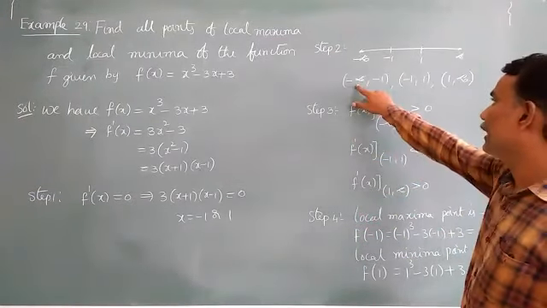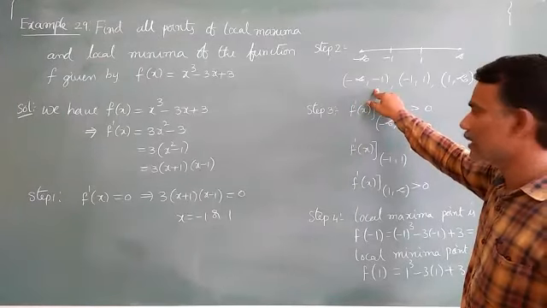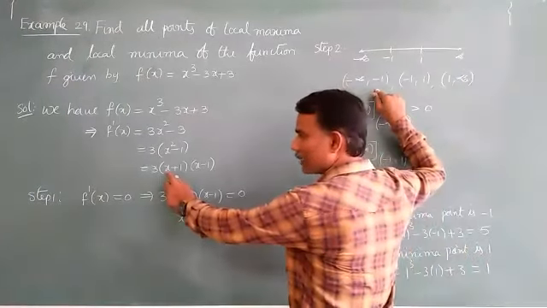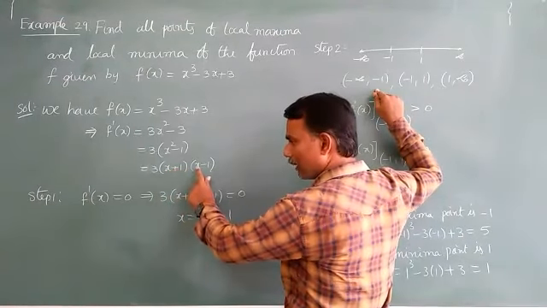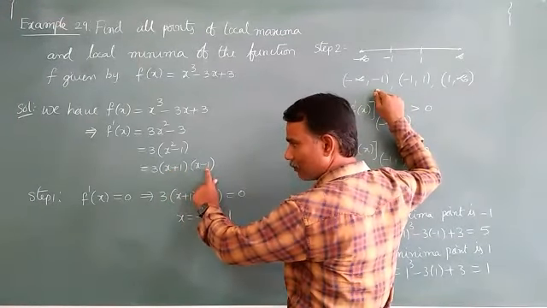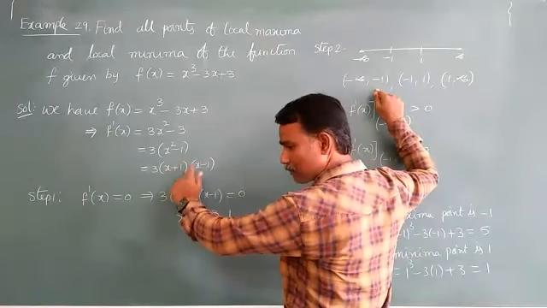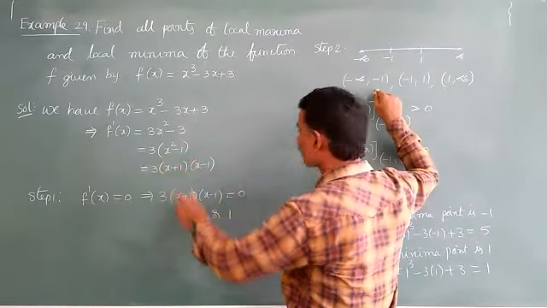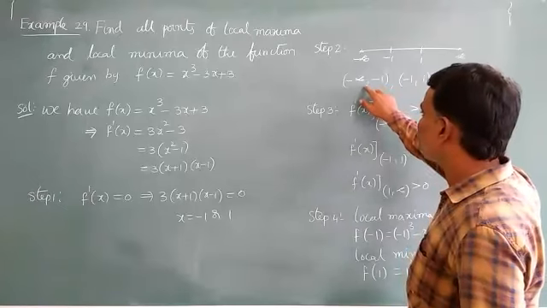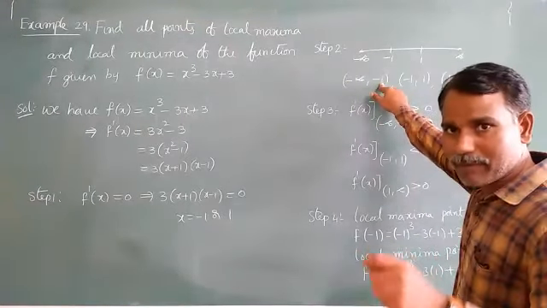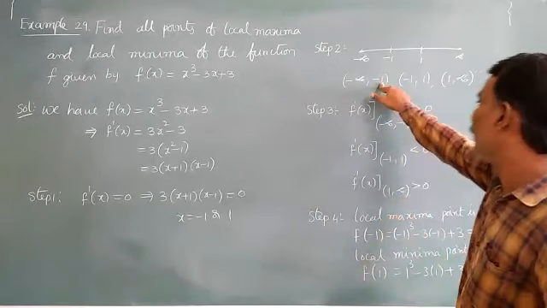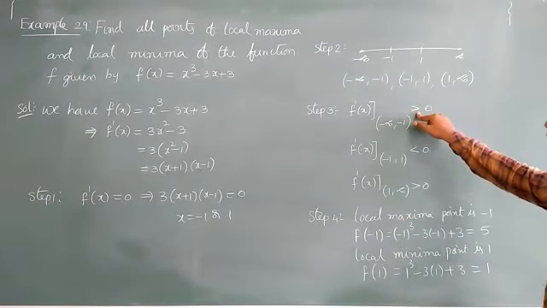Check f dash of x for a number in between. Consider minus 2: minus 2 plus 1 gives minus, minus 2 minus 1 is minus 3, and minus into minus becomes plus. So the value is positive. Whatever negative value you consider, minus into minus, the first derivative gives positive only. That's why I wrote greater than 0.